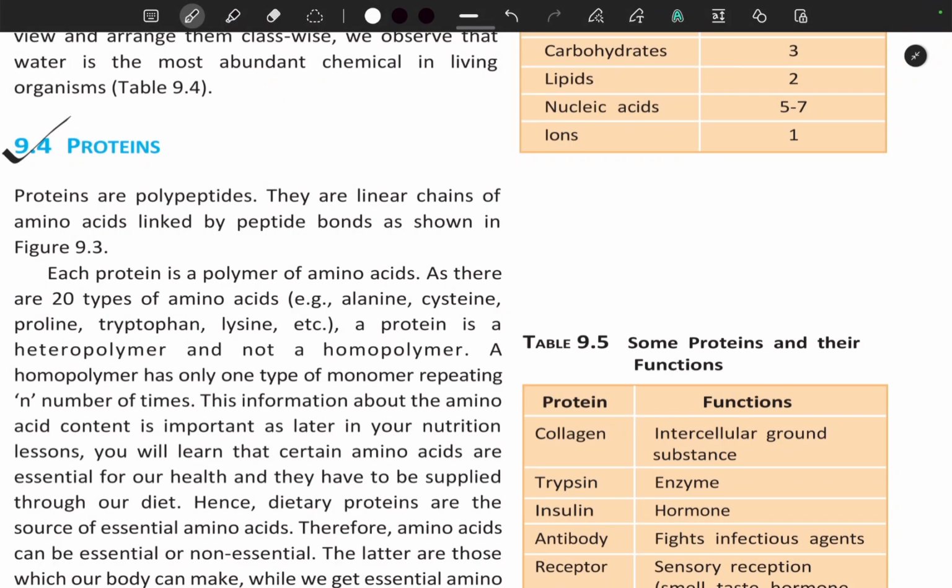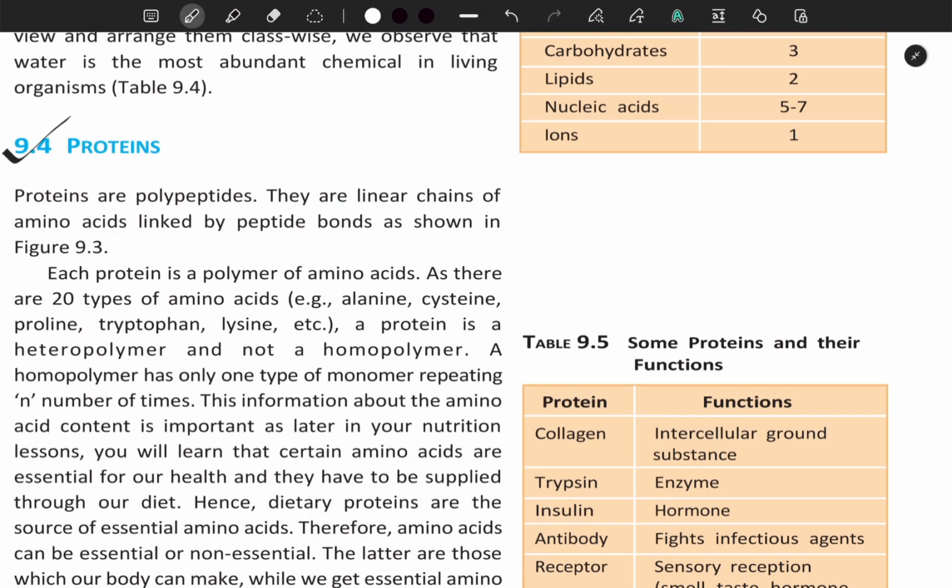9.4 Proteins. Proteins are polypeptides. They are linear chains of amino acids linked by peptide bonds as shown in the figure. Each protein is a polymer of amino acids. There are 20 types of amino acids, for example alanine, cysteine, proline, tryptophan, lysine, etc. A protein is a heteropolymer and not a homopolymer. A homopolymer has only one type of monomer repeating n number of times.